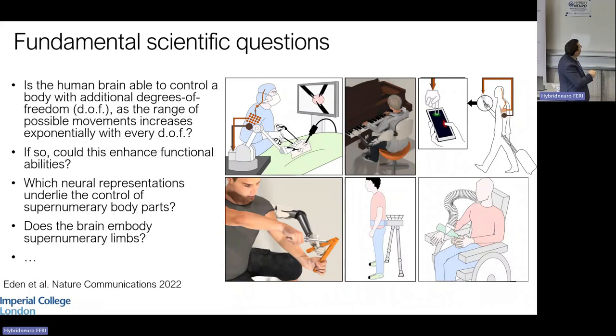But even if the brain is able to do that, would that enhance the functional abilities? And which kind of neural representation would underlie the control of these so-called supernumerary body parts, or additional body parts? Which kind of representation would the brain have of the body part? Would these body parts be part of the body scheme of the brain after a while? If you had a third arm and you managed with your brain to control it for a long time, would you see that as part of your body? These are all questions of pure neuroscience, right? And they are questions that come up at the very beginning of this type of investigation.